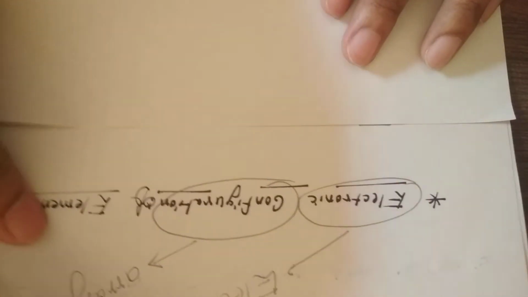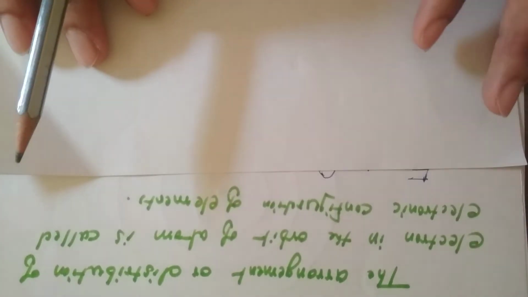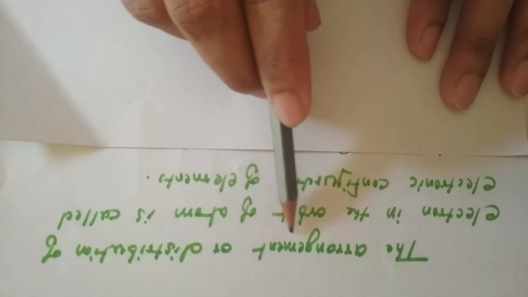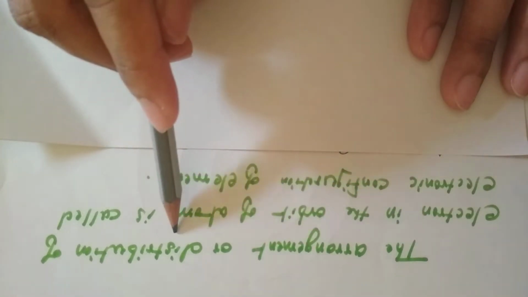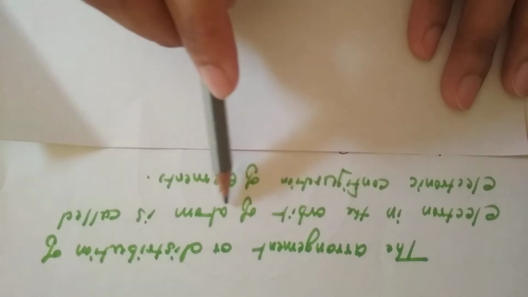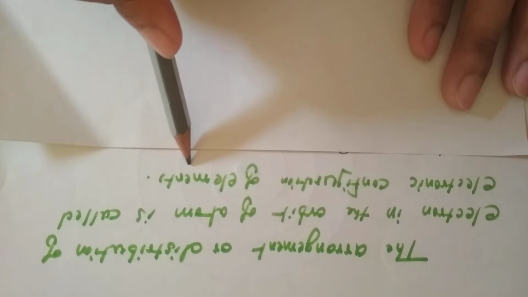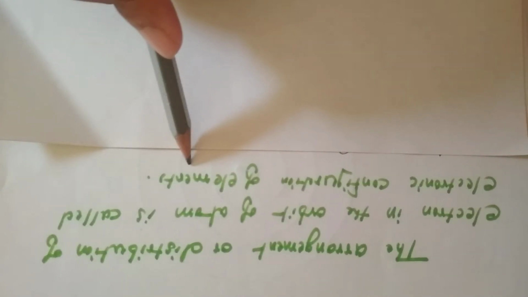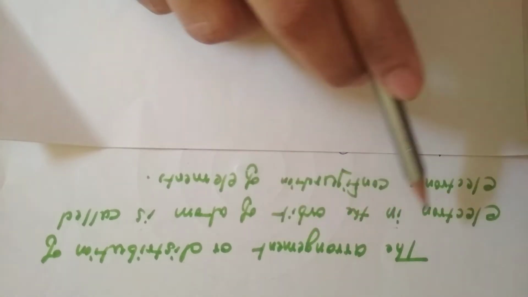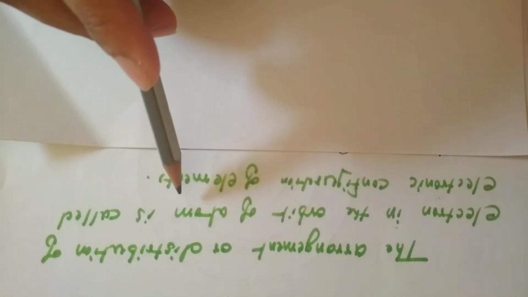Where is the arrangement? In the orbit. So what is the definition of electronic configuration? The arrangement or distribution of the electrons in the orbits of an atom is called the electronic configuration of the element. The simple meaning is the arrangement of electrons in the orbits of the atom.